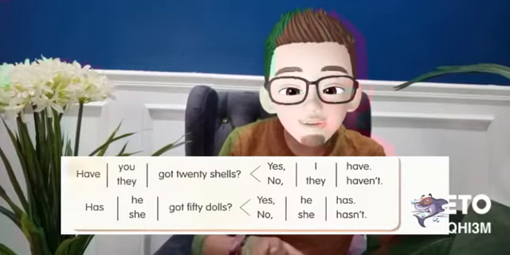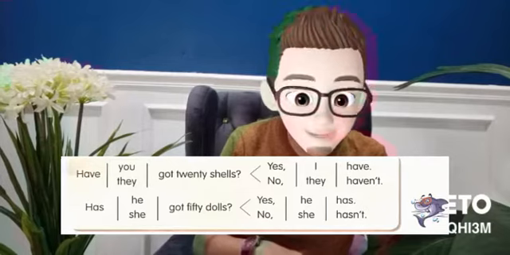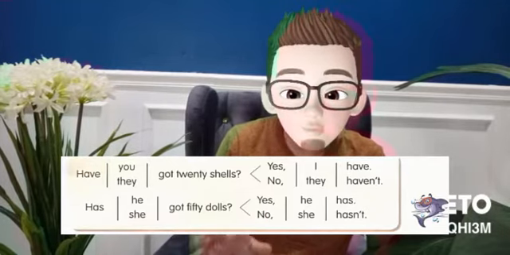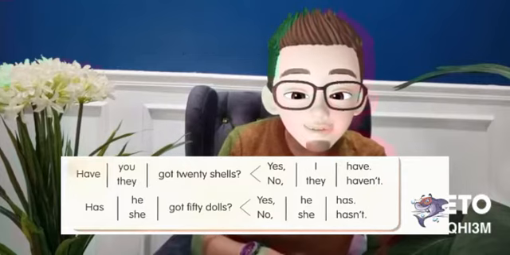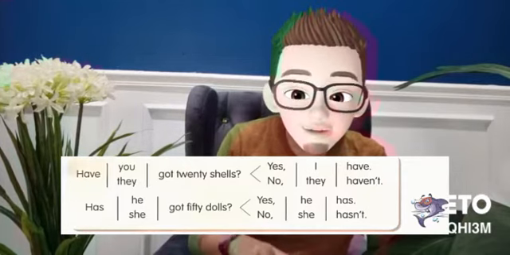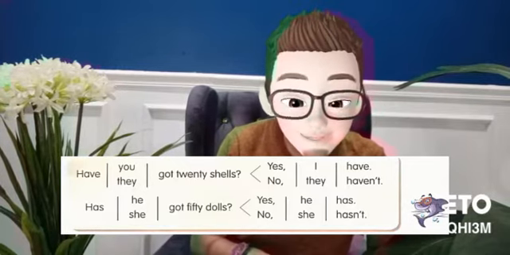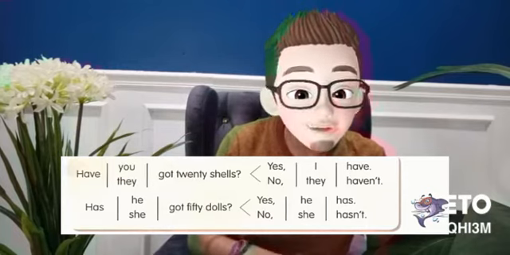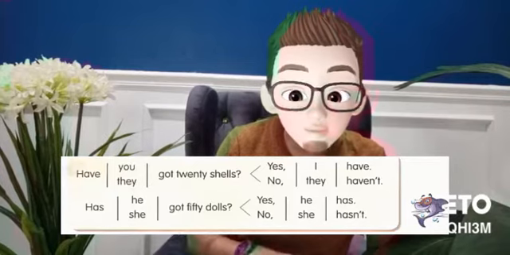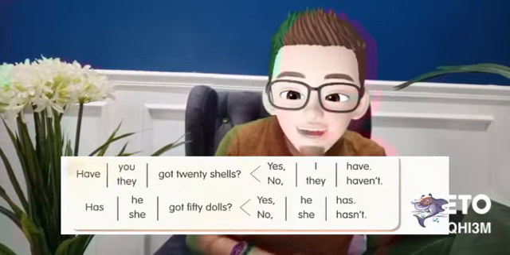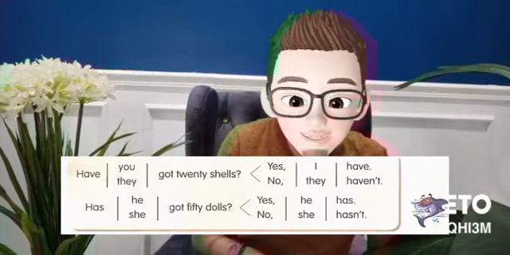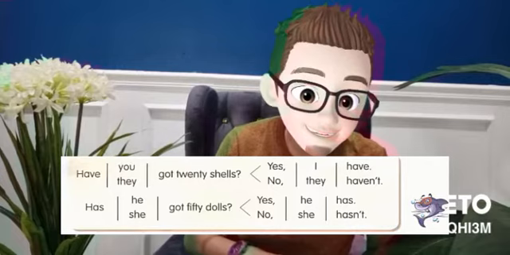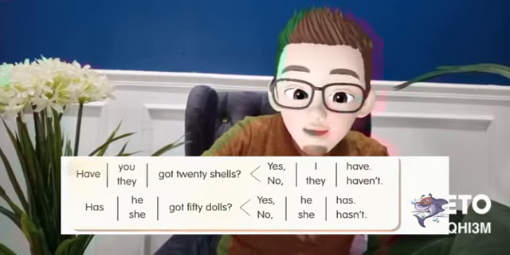Alright, let's do it. The first sentence you can say from there. Have you got 20 shells? Yes, I have. Have you got 20 shells? No, I haven't. Have they got 20 shells? Yes, they have. Have they got 20 shells? No, they haven't. Has he got 50 dolls? Yes, he has. Has he got 50 dolls? No, he hasn't. Has she got 50 dolls? Yes, she has. Has she got 50 dolls? No, she hasn't. So that's the sentence that you can create from the question and the answer.